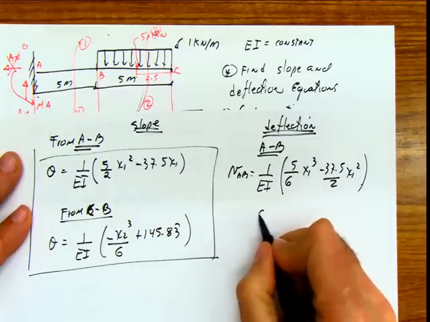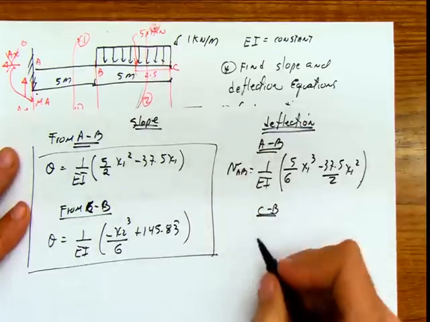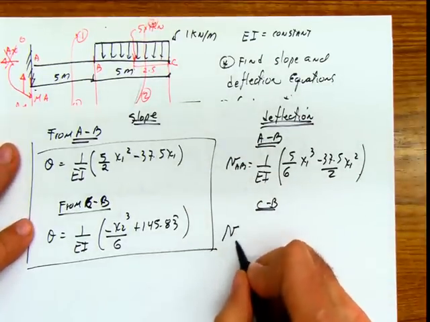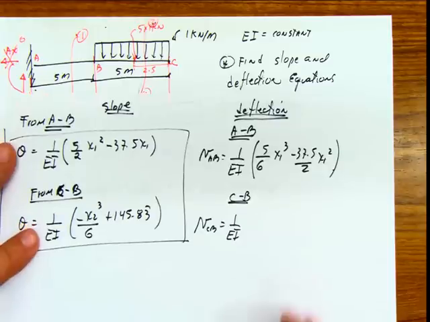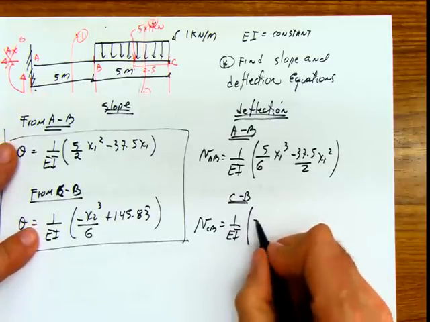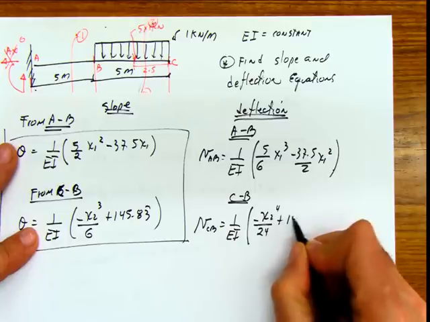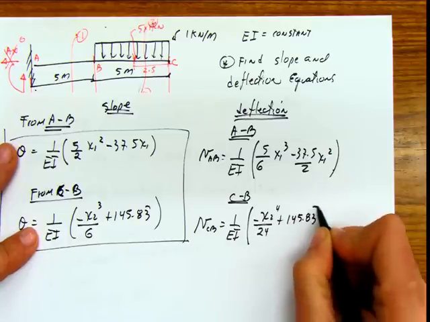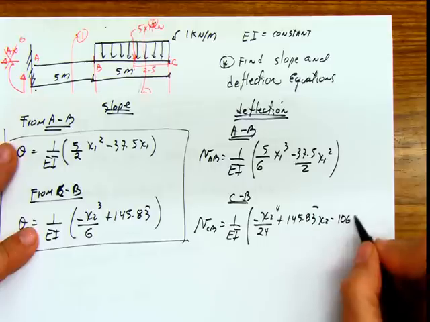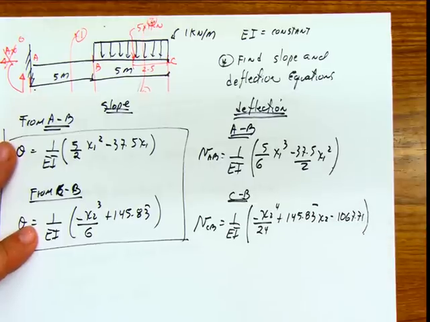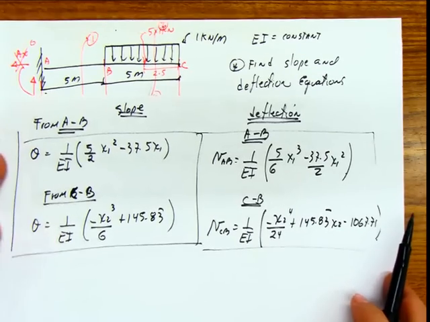And for CB or BC, I don't care about this, but I measure it in this way, so I should say CB is 1 divided by EI multiplied by negative x2 to the fourth divided by 24 plus 145.83 x2 minus 1067.71. And basically this is what we have to find in this problem.